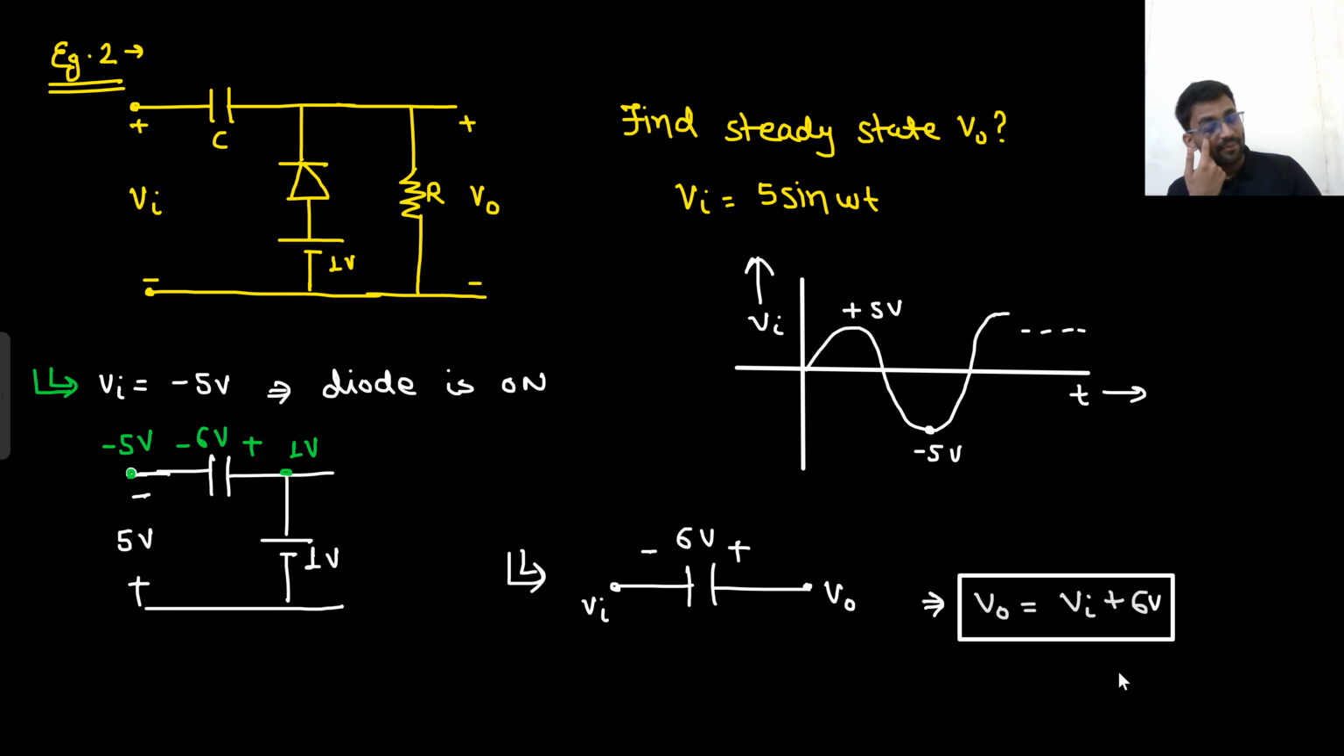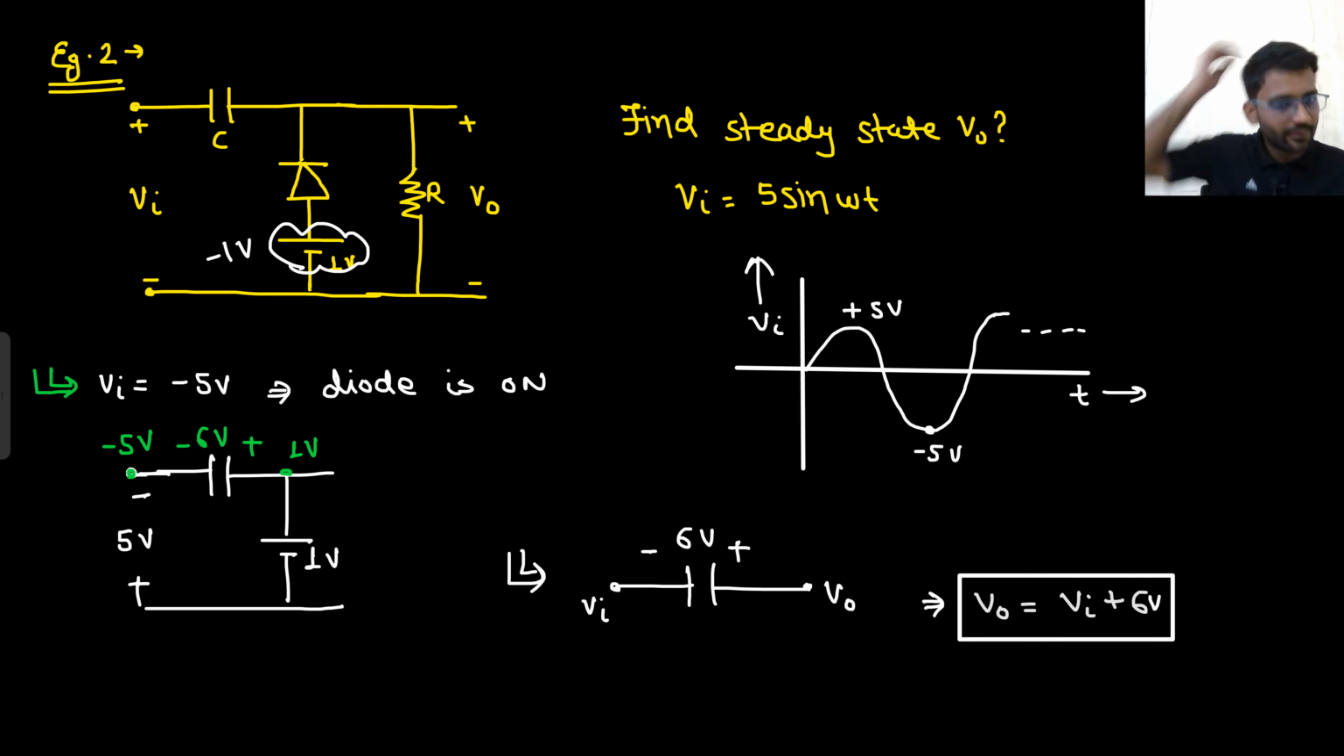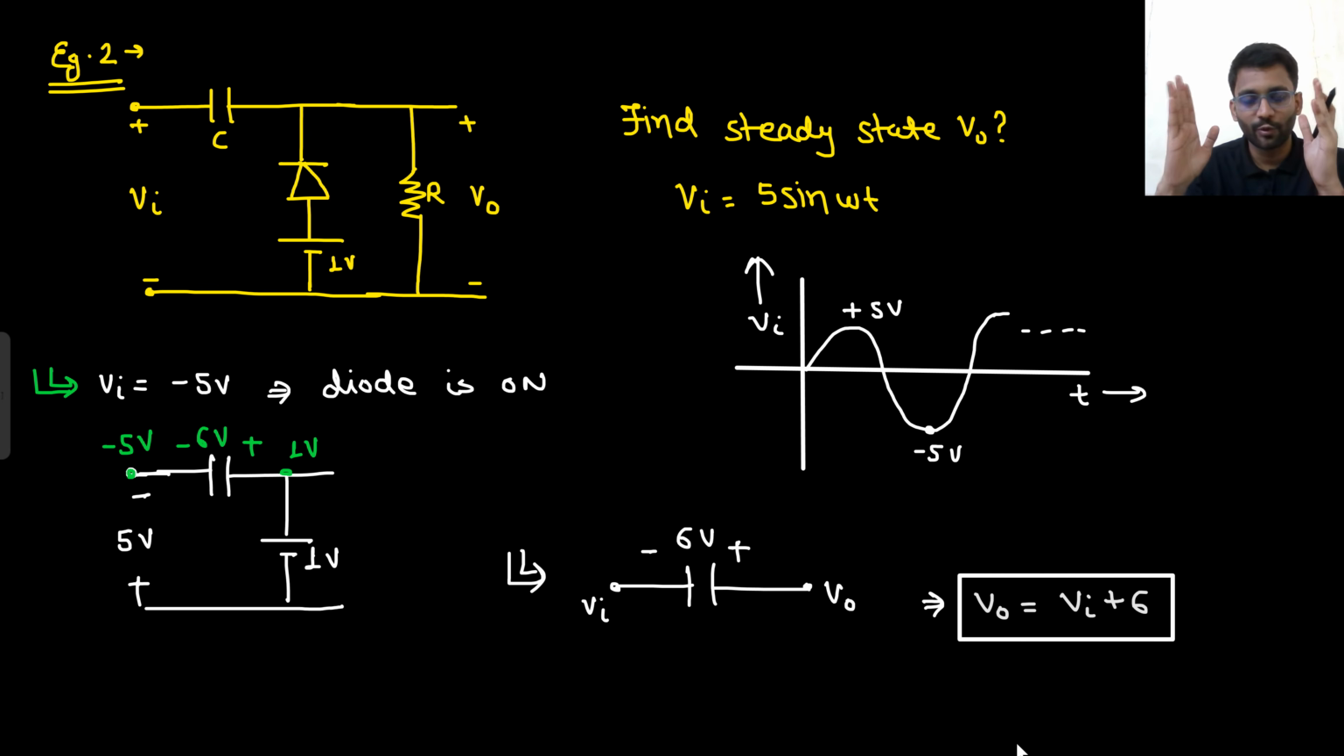And if you wanted to clamp it up by 4 volt, what would you have done? You would have simply taken minus 1 volt here. If it was minus 1 volt here, by how much amount would it have clamped up? By 4 volt only, because minus 1 here and minus 5 here. What would be the difference? 4 volt. So the capacitor would have charged to 4 volt. So output will be Vin plus 4 volt. So this is our steady state output.